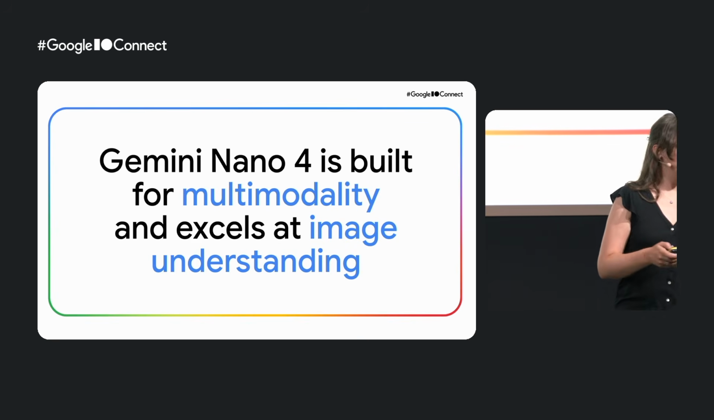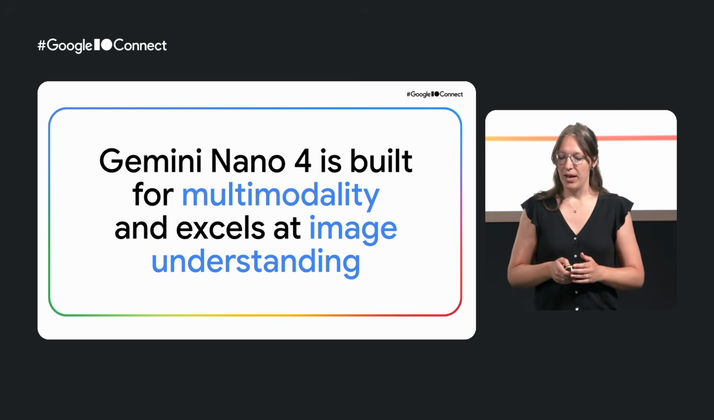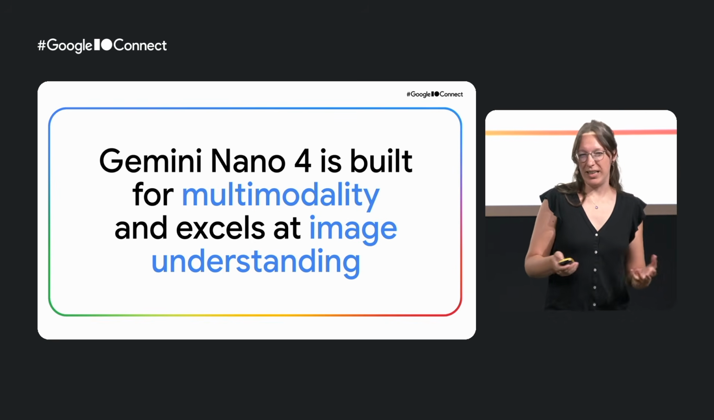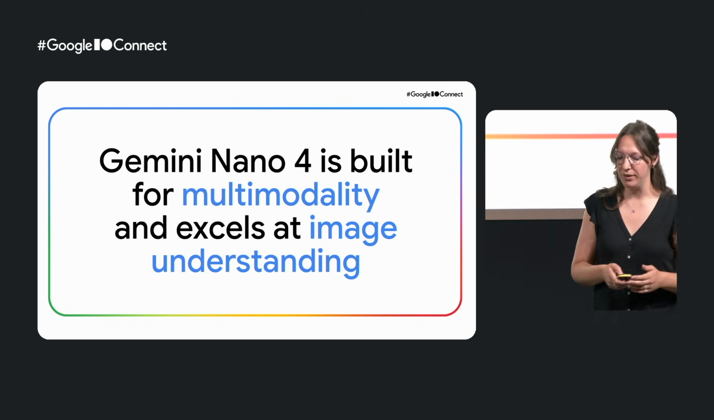Nano 4 is the newest one, which will be available on Pixel 10 devices later this year. And it's multimodal, so it's especially great at parsing image information for tasks like OCR and visual data recognition. So naturally, for our receipt parsing, this would be a good thing to use.